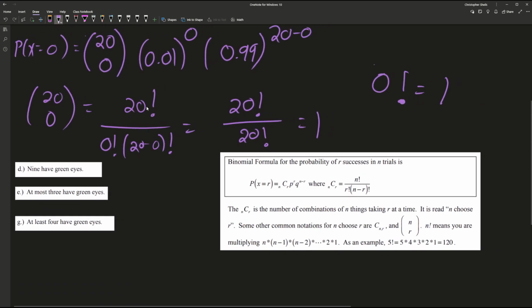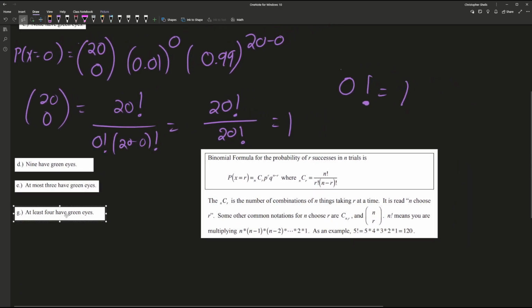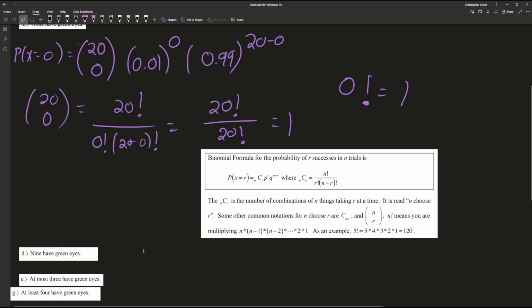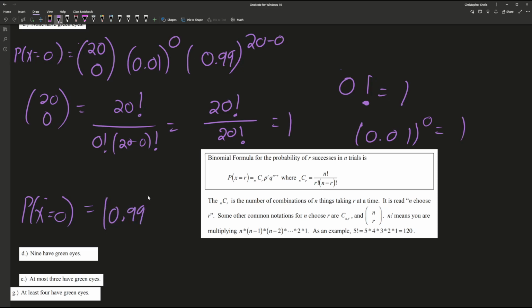And the rest of this is just a matter of plugging stuff into a calculator. So now we know that P of x equals 0 is 1 times all of this. Oh, and remember 0.01 to the 0th is also actually 1, because anything to the 0th power is 1. Then this simplifies down to 0.99 to the 20th power, which in a calculator gives us 0.818.